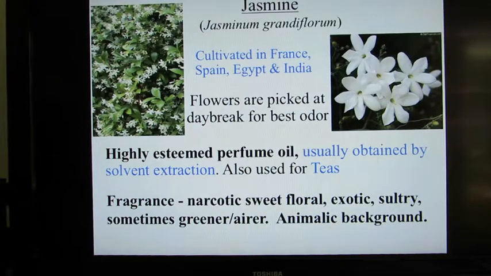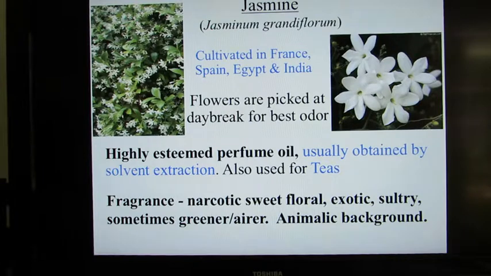Jasmine is another plant that is widely utilized in many perfumes. It's from the Jasmine grandiflorium. There are many different species of jasmine, of course. They all have a jasmine type scent, but this one is particularly valued, the grandiflorium. It's cultivated in France, Spain, Egypt, and India.